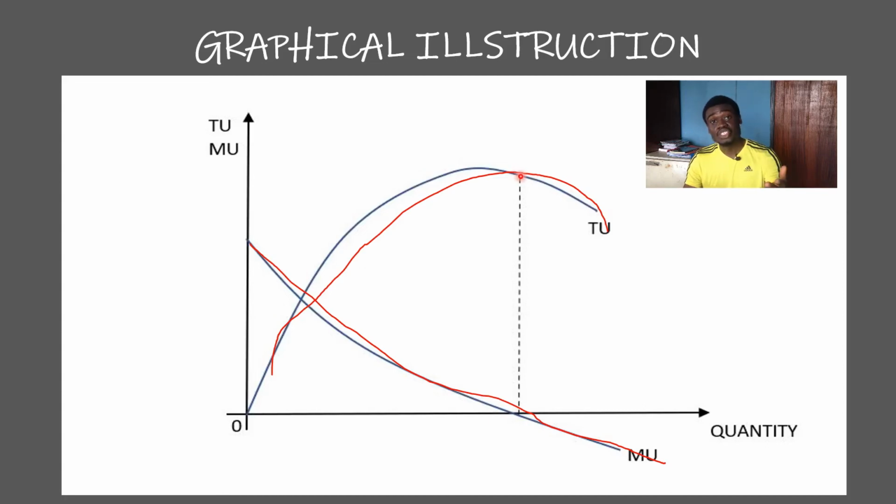So any additional commodity you consume will make your total utility decrease. And when your total utility decreases, your marginal utility becomes negative. That means at that point, you are not yielding any satisfaction. That is a point of dissatisfaction. At that point, any additional amount of Coke you consume, when your total utility is decreasing, will yield negative satisfaction. I hope you get that.